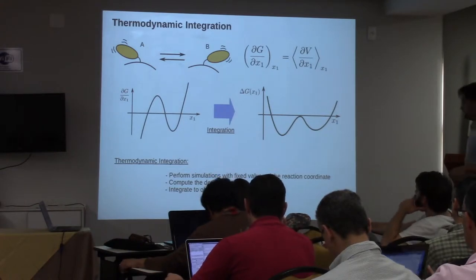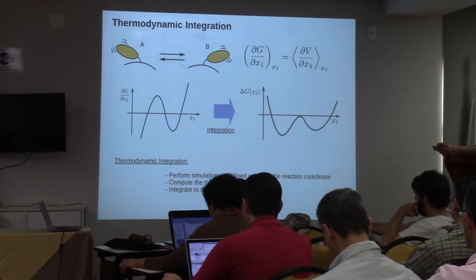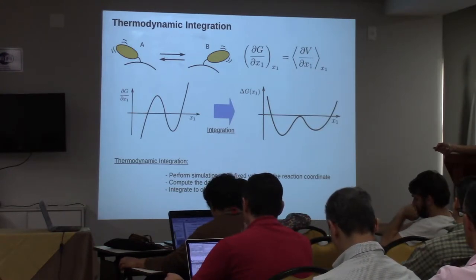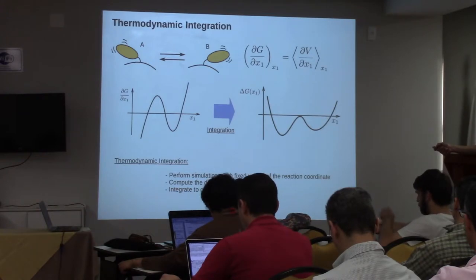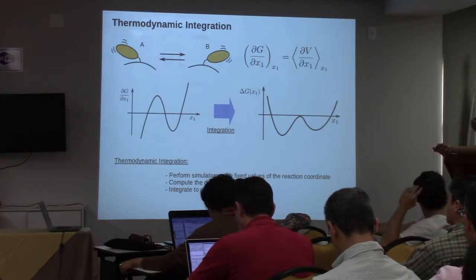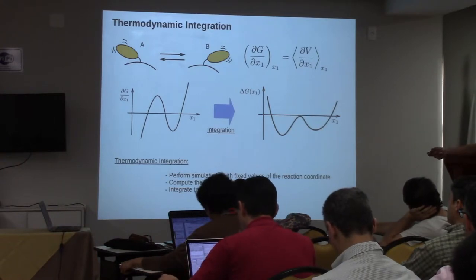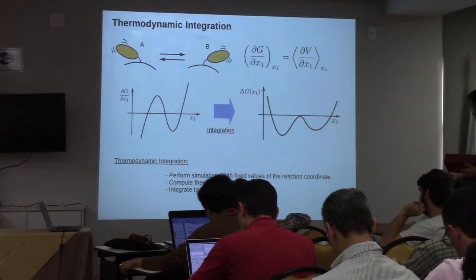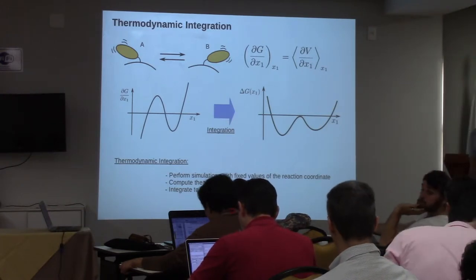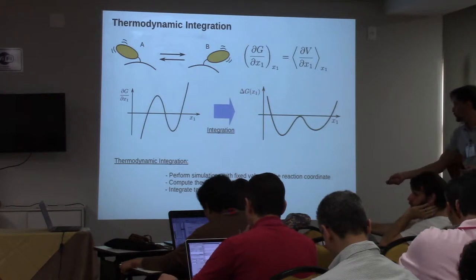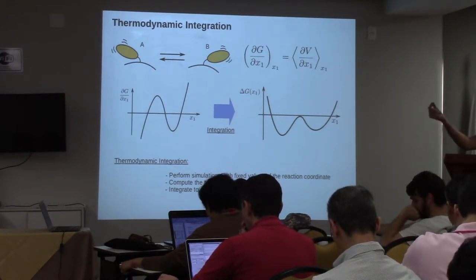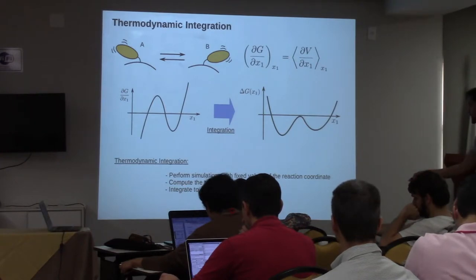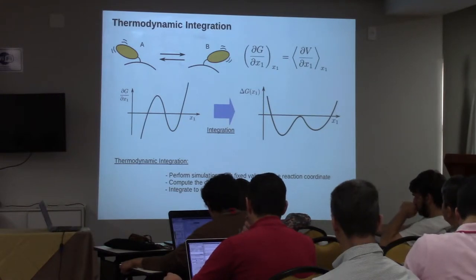Okay, so of course, in practice, you will see examples of this, probably many people will talk about it, but in practice there are technical differences relative to what I'm talking about. The general idea is that in thermodynamic integration, we perform simulations with fixed values of the reaction coordinate. This is the theoretical idea. So from simulations with fixed values of the reaction coordinate, we are able to compute the derivative of the free energy along this reaction coordinate. And from the derivative of the free energy along this reaction coordinate, we can integrate to obtain the actual free energy along the reaction coordinate.